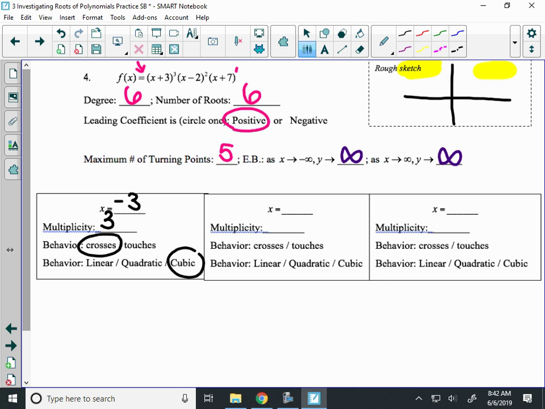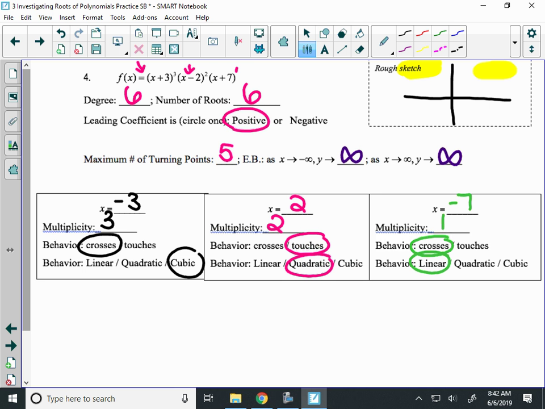At x equals positive 2 is the next one. Its multiplicity is 2. 2 is even, so you're going to touch the axis and look quadratic. Those two always go together. Finally, the last root's going to happen at negative 7. Its multiplicity is 1. 1 is odd, so you're going to cross the axis. And linear functions have degree of 1, so it's going to look linear.